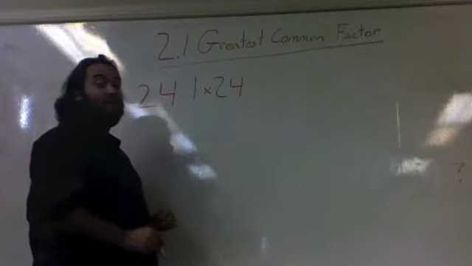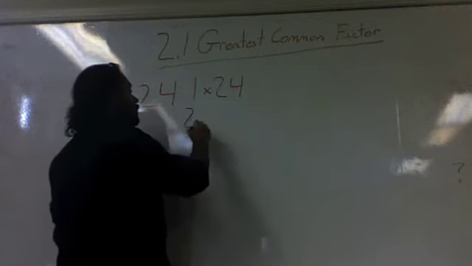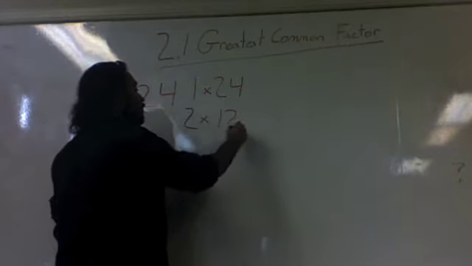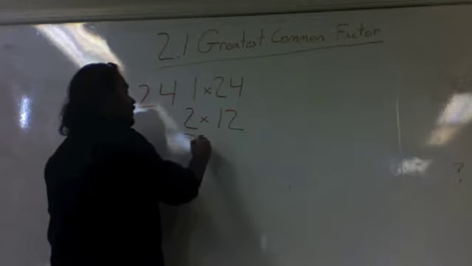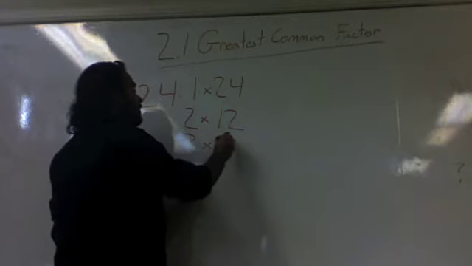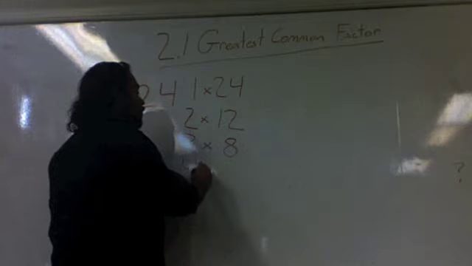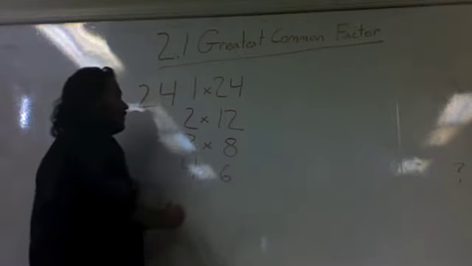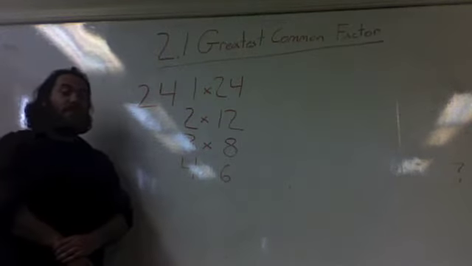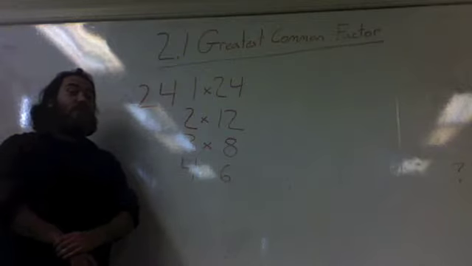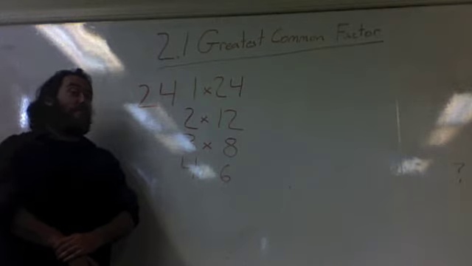We have 1 times 24, 2 times 12, 3 times 8, and 4 times 6. I've now captured all the different pairs that can be multiplied together to make 24, using only whole numbers.